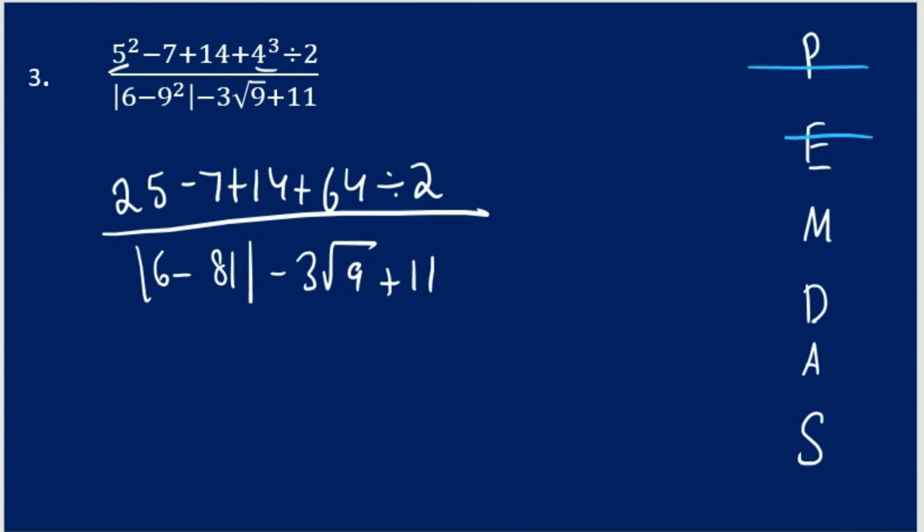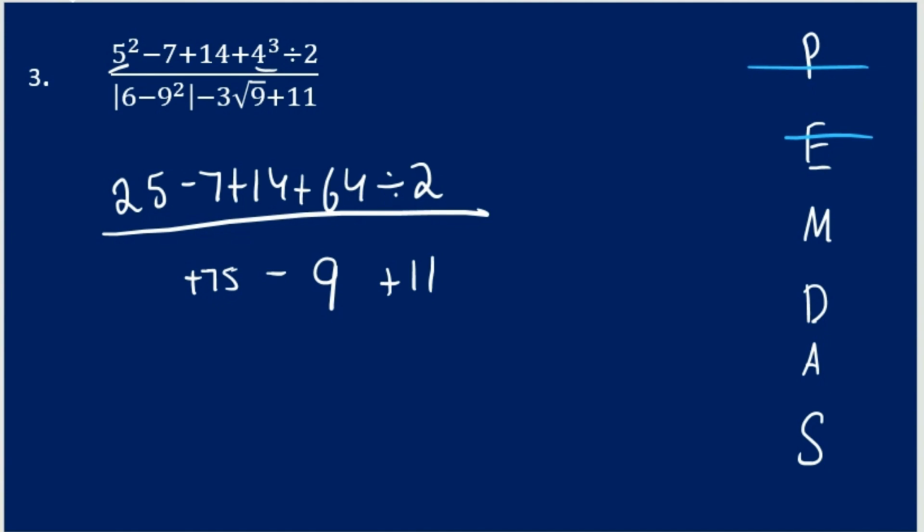Okay, now first do the absolute value bars. So now negative 81 plus 6 is negative 75. Yes. And remember, anything inside absolute value bars will become positive. So this is just going to be positive 75 there. Now let's do the 3 square root 9. So square root 9 is going to be 3, and then 3 times 3 is 9.